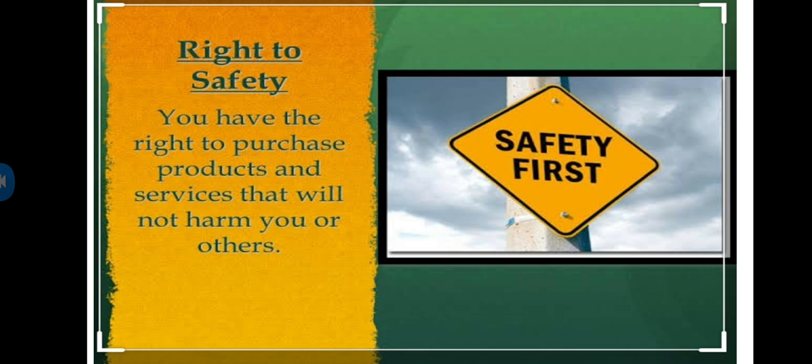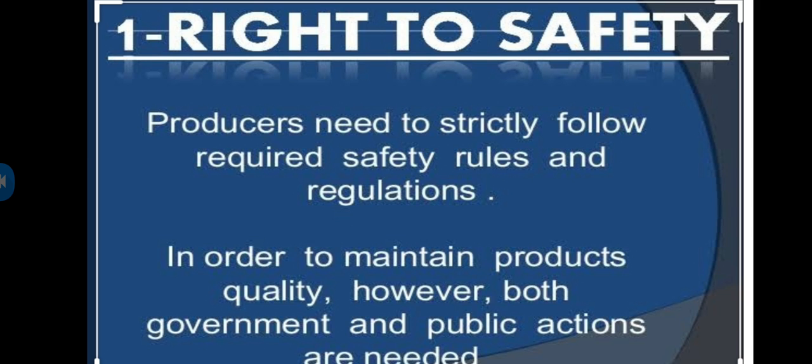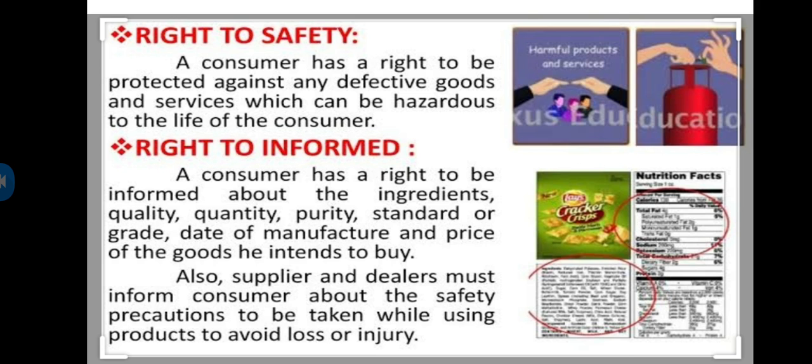This right safeguards the consumer against the products which are dangerous for our health or for our life. It considers consumers' long term interest as well as their immediate requirements. According to this right, the consumer must get full safety and protection to his life and health. This safety should be in relation to medicines, electrical appliances, food, etc. Producers need to strictly follow required safety rules and regulations in order to maintain product quality. However, both government and public actions are needed. This is called the right to safety.